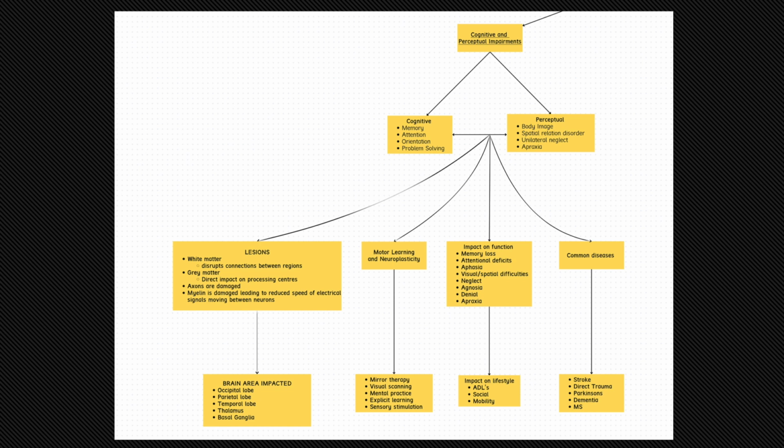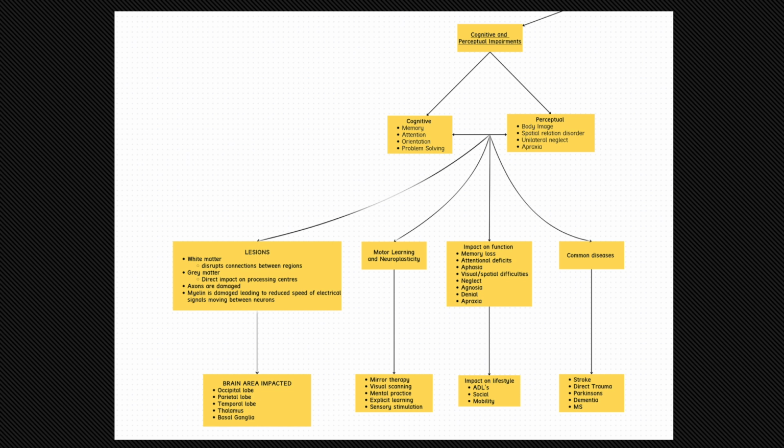Stroke patients can experience memory loss, attention deficits, and unilateral neglect. Additionally, direct trauma can elicit similar symptoms. Conditions such as Parkinson's and dementia experience cognitive slowing and visual perceptual changes and disorientation, respectively.